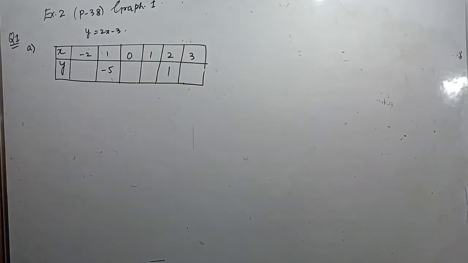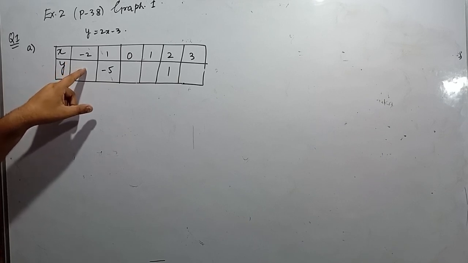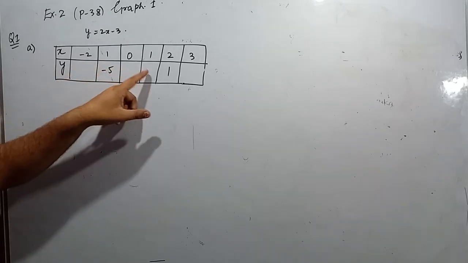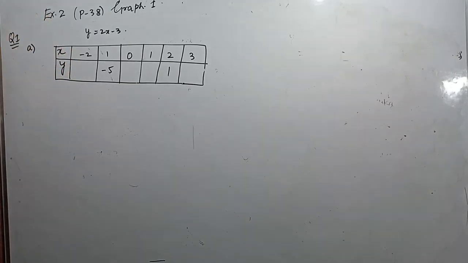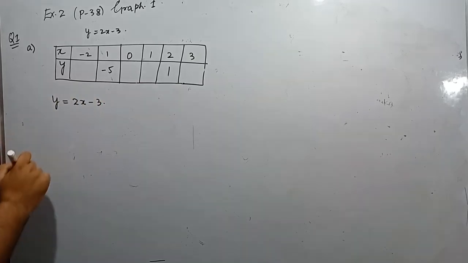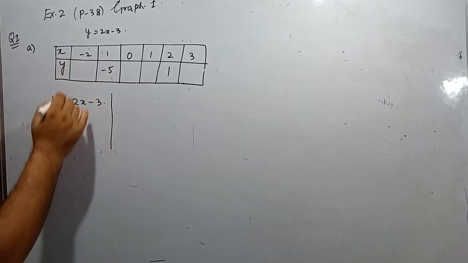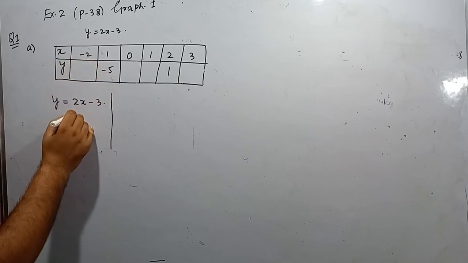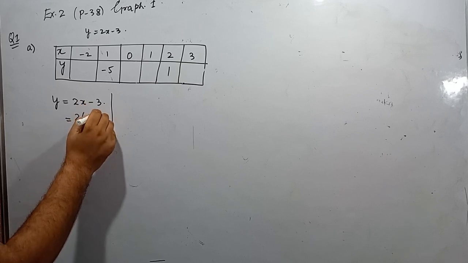So what we need to find is the value of the missing boxes. Here we need to find the value of y, here we need to find the value of y, and similarly here and here. Now first understand the question: copy and complete the table of values for y is equal to 2x minus 3. So y is given, it is equal to 2x minus 3. First we will find this value. When we find this value, we will substitute the value of x equal to minus 2.